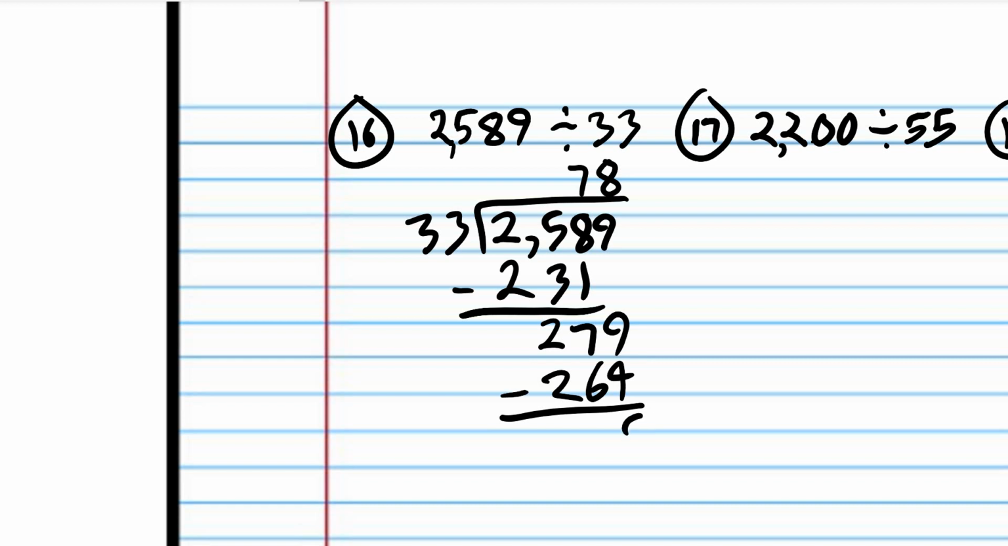9 minus 4 is 5. 7 minus 6 is 1. So the remainder is 15. So our final answer is 78, remainder 15. And we know we stopped there because there's no more numbers here to bring down. 9 was the last number.